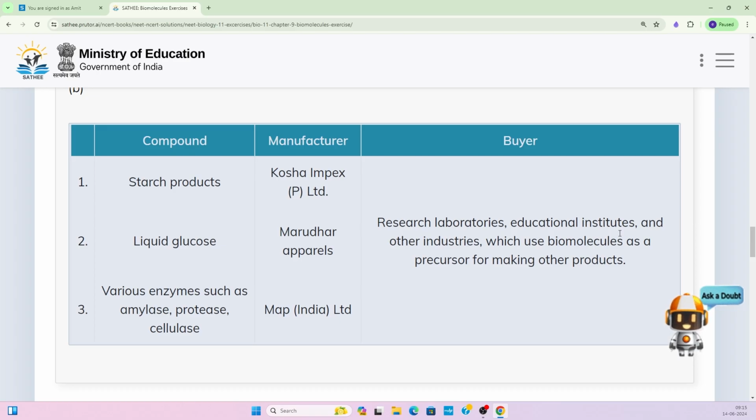Educational institutes also require these compounds, and some industries use the biomolecules as precursors for making other products, right? So they require these biomolecules as well. So this is the table. This is the table showing the compounds, the manufacturer names, and also who the buyers of these compounds are.